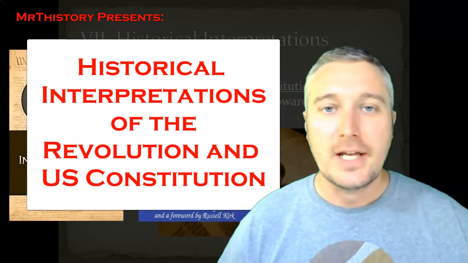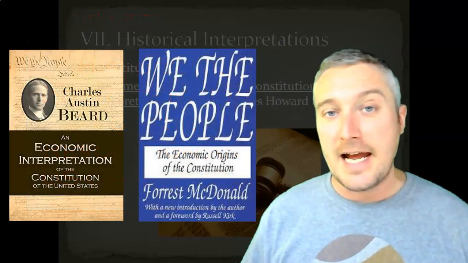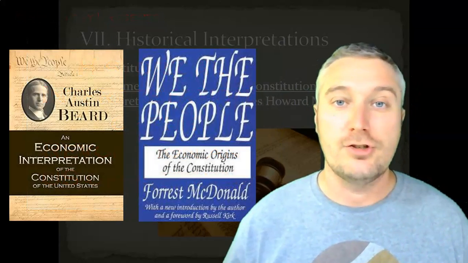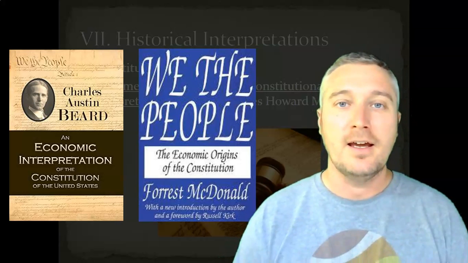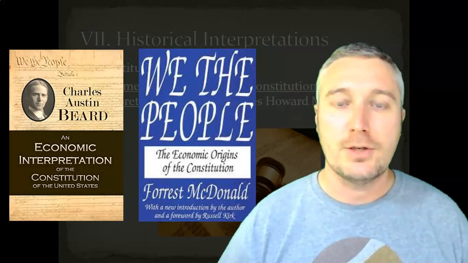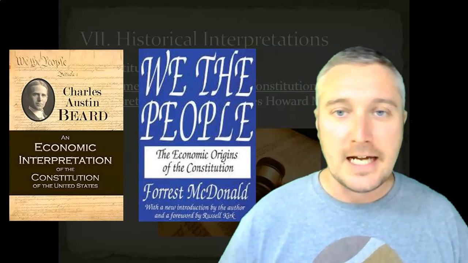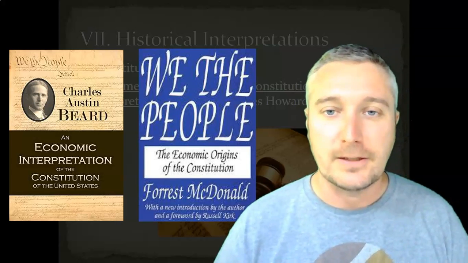So far, we've taken a look at the Articles of Confederation and how that failed. We looked at the need for a constitution and them having a constitutional convention to actually write the thing, and then the ratification process after we evened out all those Federalist and anti-Federalist arguments.